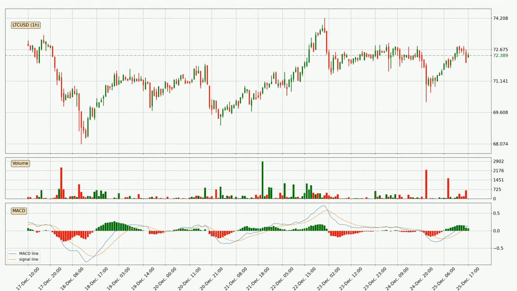Jumping to the hourly MACD, the MACD line is above the signal line, which shows that the current trend is on the upside. But according to the MACD histogram, we can see that the momentum is going down. Owing to this, we can expect the price to remain stable, and you should wait and see if the MACD line will cross the signal line, which will be a downward trend.